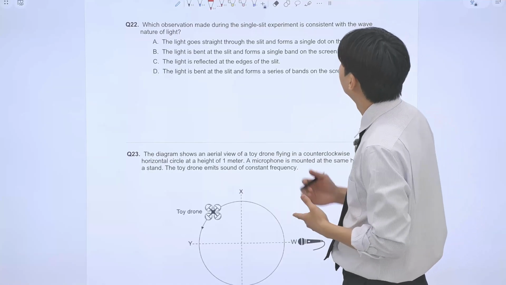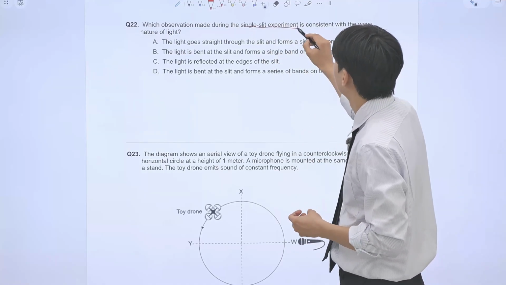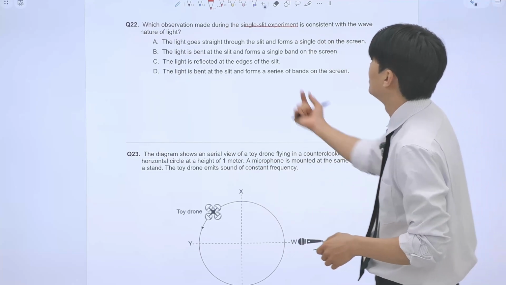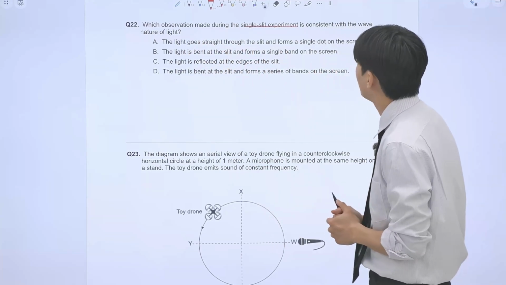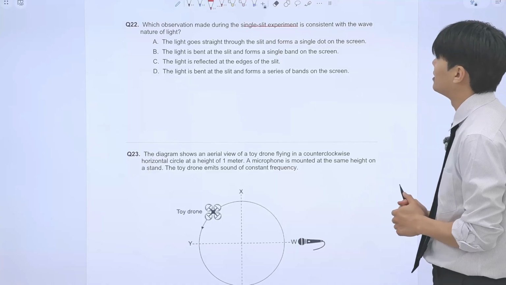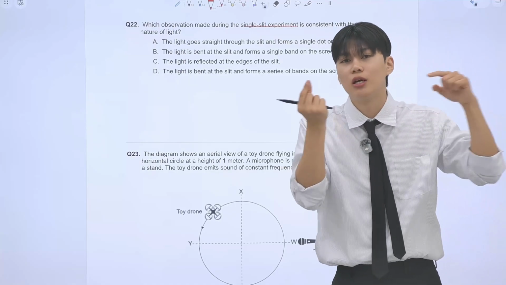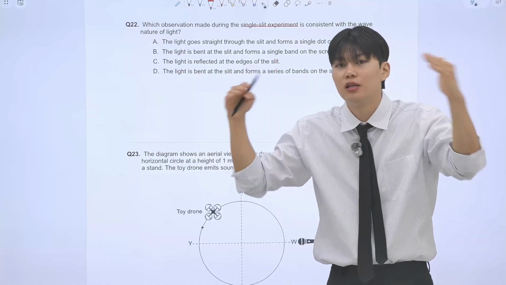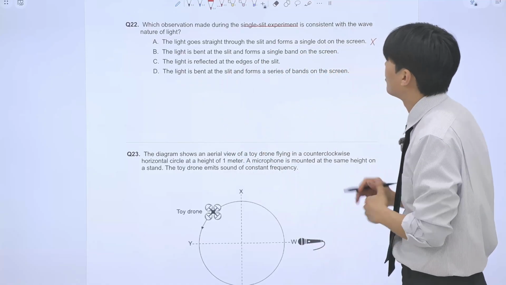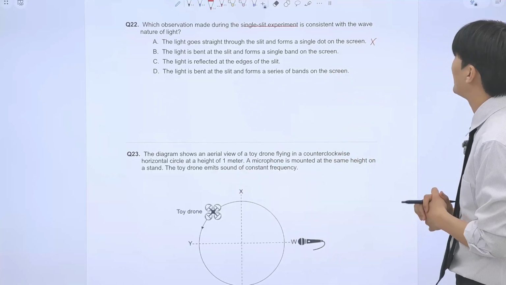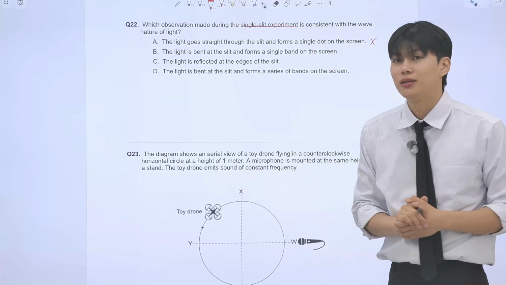Next one, we have a single slit experiment. Which one is the correct observation for that? Light goes straight through the slit and forms a single dot on the screen. That's incorrect, right? When your light goes through the slit, it should bend. So it is not correct. The light is bent at the slit and forms a single band on a screen. That is not correct either.